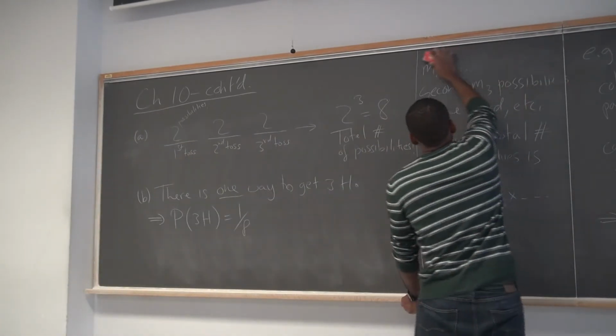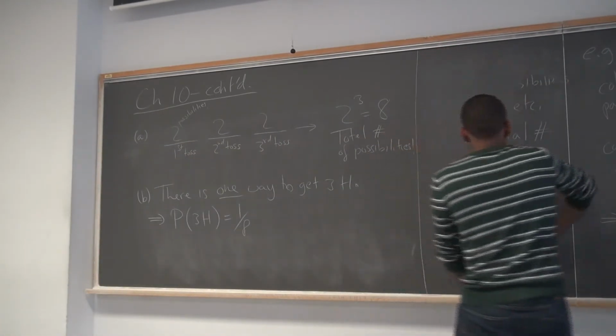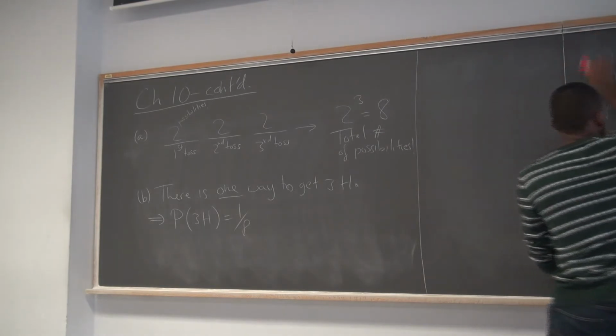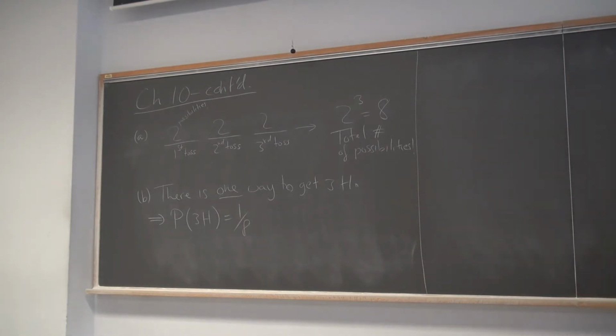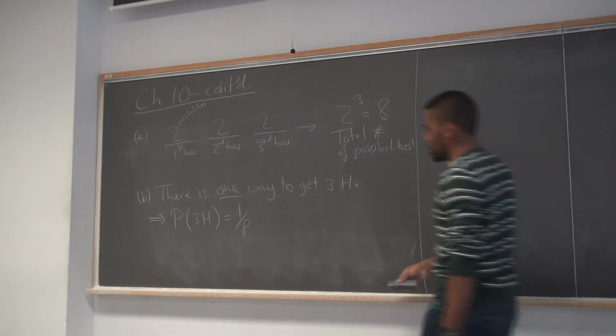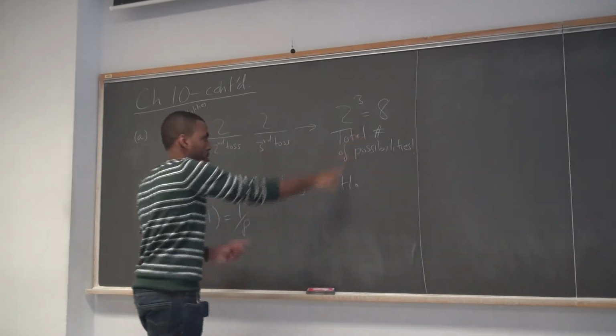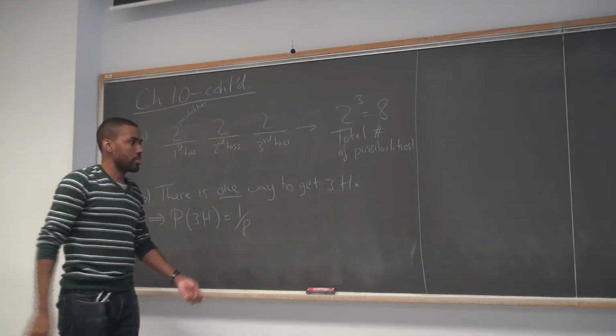There's another way I want to illustrate this that your book talks about. It's called a tree diagram. It's a nice diagram to have when you're doing a multi-stage experiment, provided that the total number of possibilities doesn't get very huge.